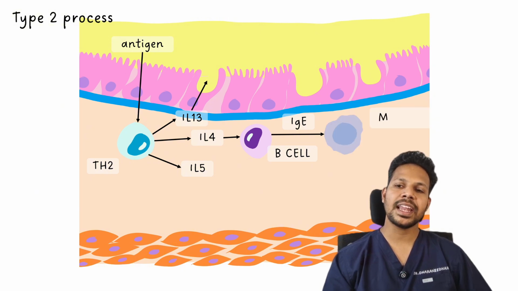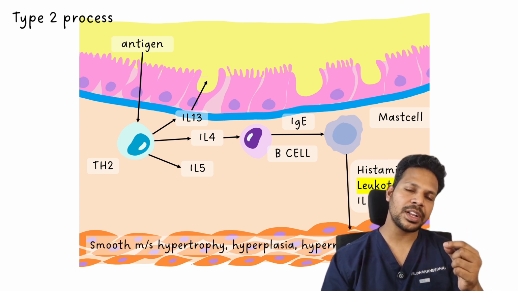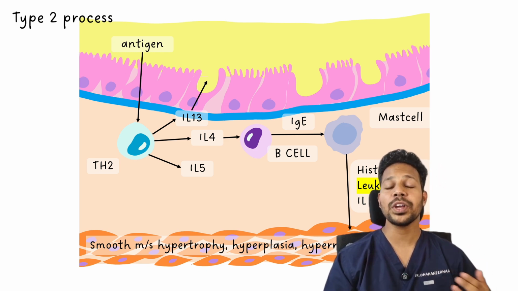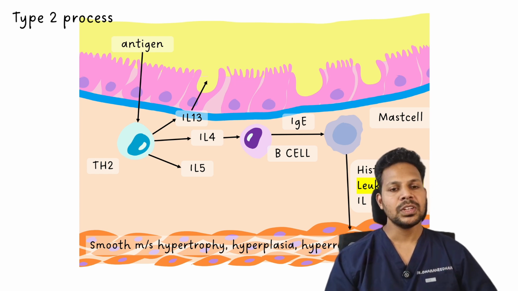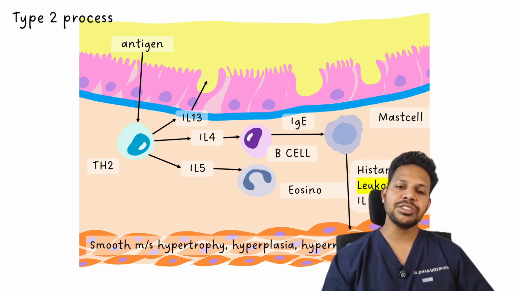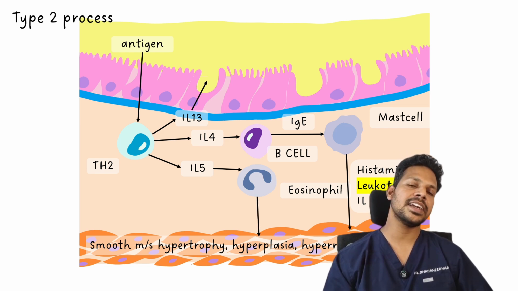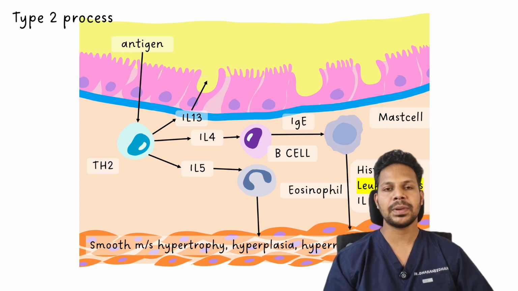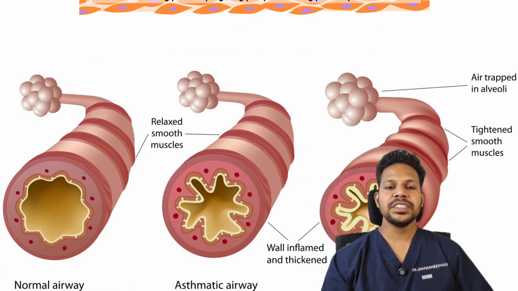IgE mediated mast cell activation will result in the production of histamine, leukotrienes, and other interleukins, which further result in bronchial smooth muscle hypertrophy, hyperplasia, and hyperresponsiveness, where bronchial muscle constriction will happen because of this. On the other hand, we have IL-5 as well. IL-5 is an eosinophil chemoattractant, and the eosinophils will again result in the same effect, that is smooth muscle hypertrophy, hyperplasia, and increased responsiveness of the bronchial smooth muscles. So this is about the pathogenesis.